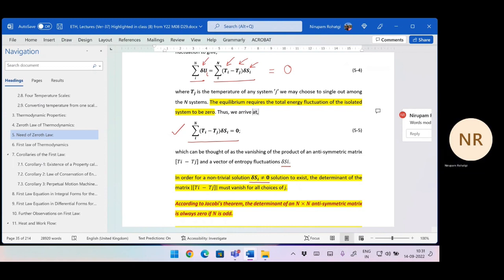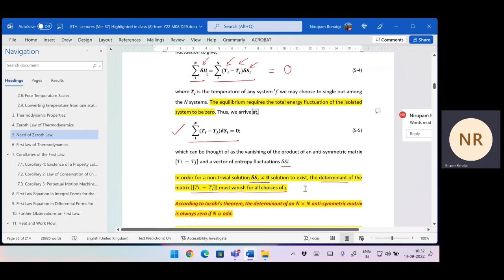then what you get is that the determinant of this matrix must vanish for all values of j. So whatever your j is, that means any body you take up which you are pivoting, you take up any body, right? Ti is of all the bodies, Tj is that of one particular body, and you have this matrix, then the determinant of this matrix must be 0, because your delta Si cannot be 0.